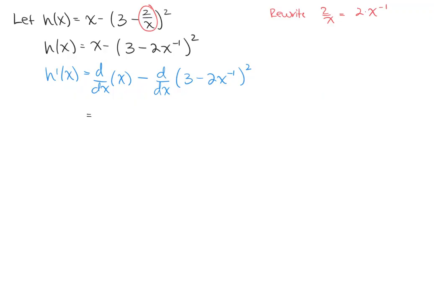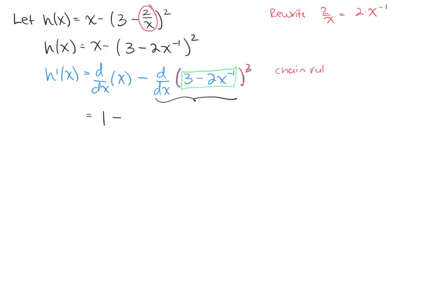So the derivative of x with respect to x is just 1. And then here, when I'm ready to take the derivative of this term, notice that you have an outside function. So you can think of this as some f of x raised to the second power, and then I've got the inside function. The inside function is the f of x, which you can think of as 3 minus 2x to the negative 1. So here, we're going to have to apply the chain rule.